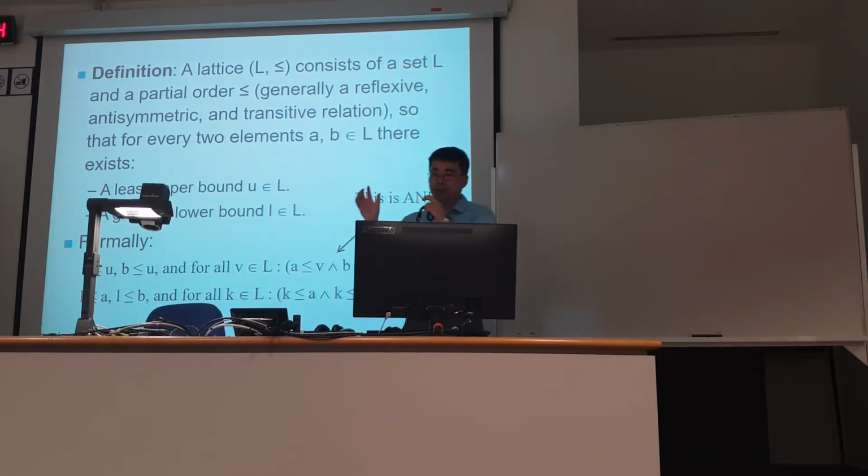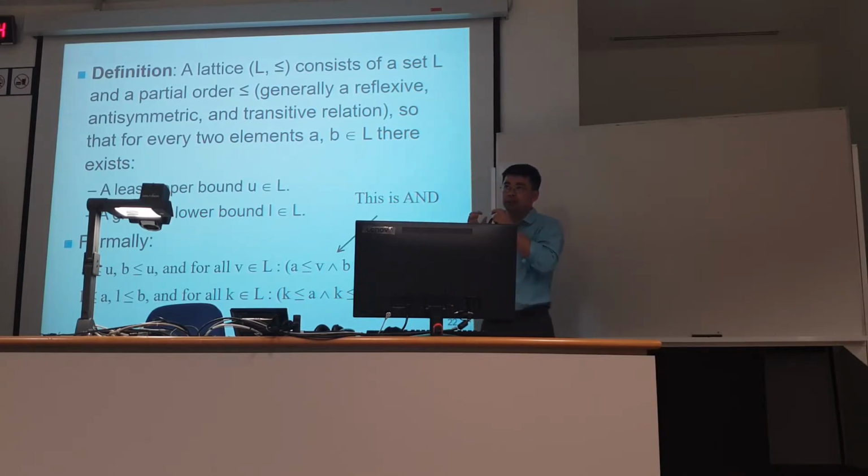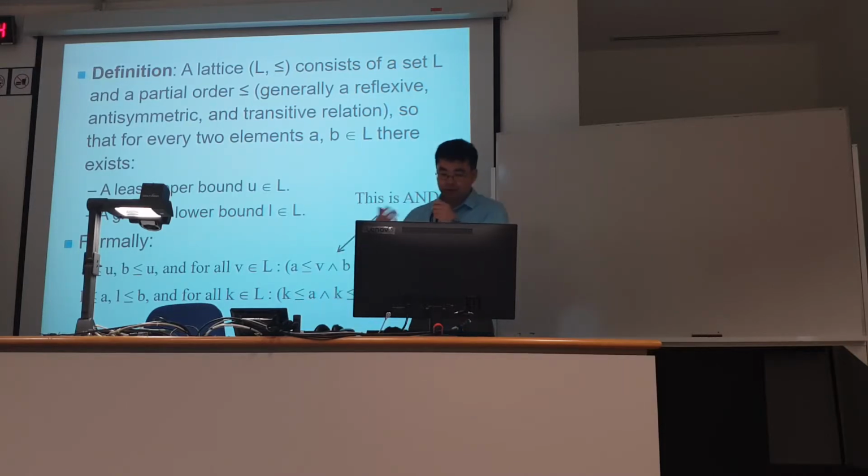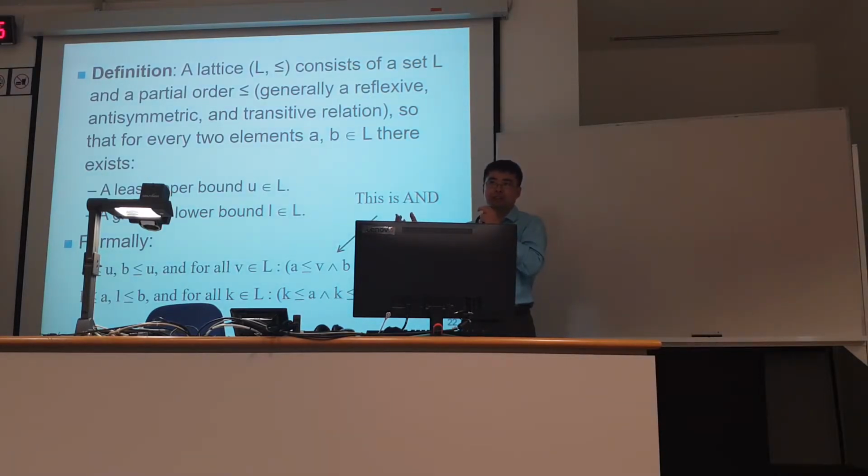But we want to make sure that for any two levels, they must have a least upper bound and a greatest lower bound. So what is the meaning of a least upper bound? That means this is a minimum upper bound. Basically, if U is the least upper bound, then for any V which is higher than A and B, V must be higher than or equal to U. This is similar to the least common multiple in mathematics. You have two integers, and you can have the least common multiple that can be divided by both integers.